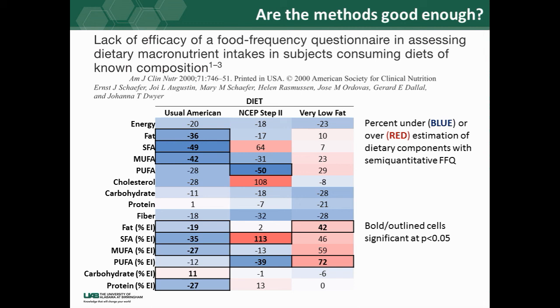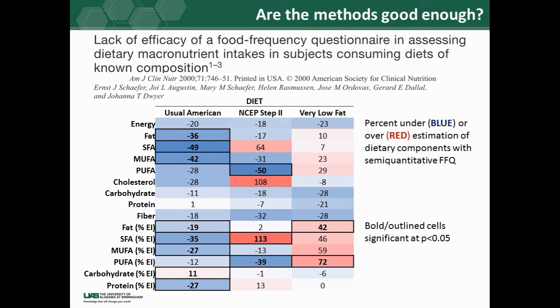So one other thing we can consider is, do the methods even tell us what we think they do? A lot of times we'll collect data, and sometimes we'll assume that they are meaning something that perhaps the data aren't actually telling us. And here's one example where Schaefer et al. had tried to look at whether you could get people to report exactly what they're eating using a food frequency questionnaire.